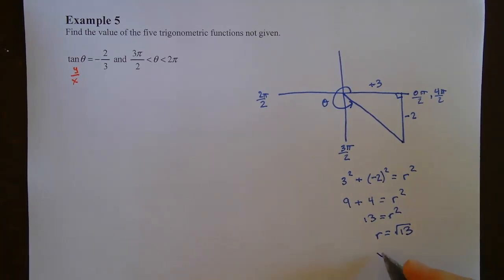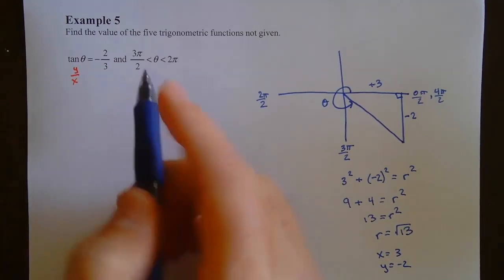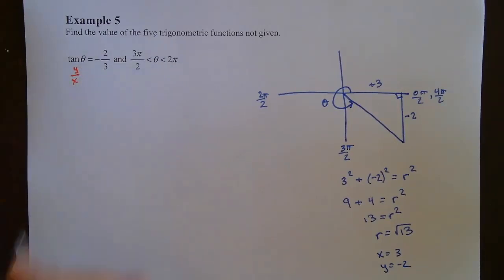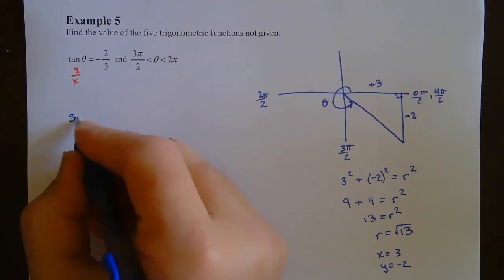Okay, so now we know x, we know y, right? And x is 3 and y is negative 2. We know x, y, and r, so we can find all the trig functions, right? And we only need to find 5 of them because we already know one of them, right? Because tan theta was negative 2 over 3. Okay, so what is sine of angle theta?